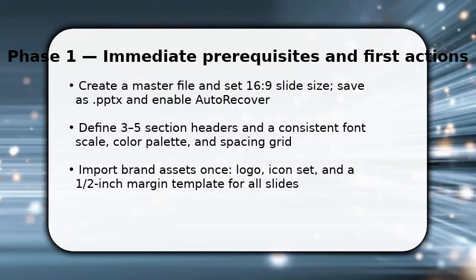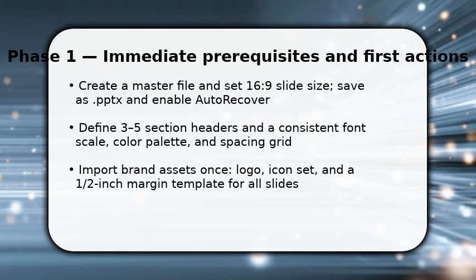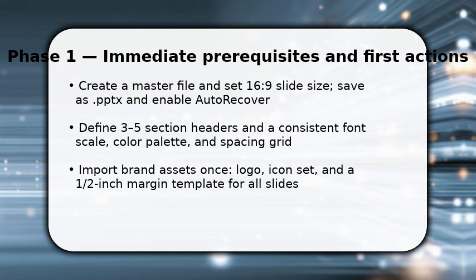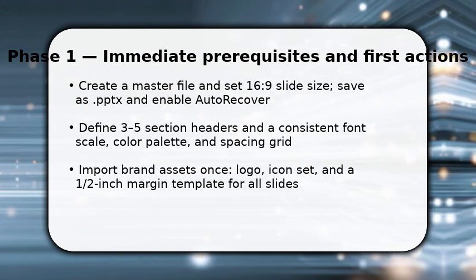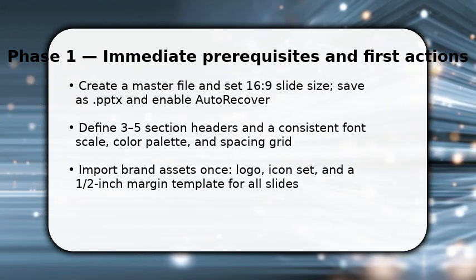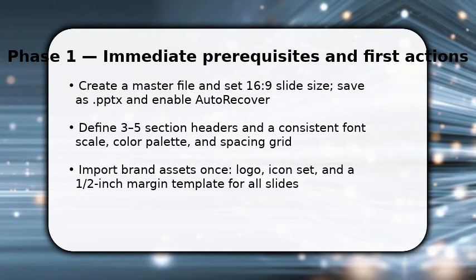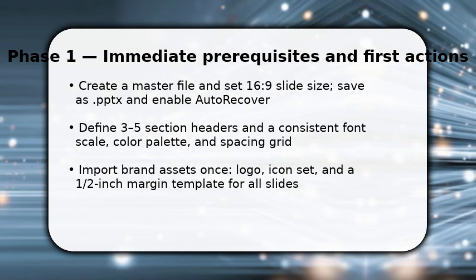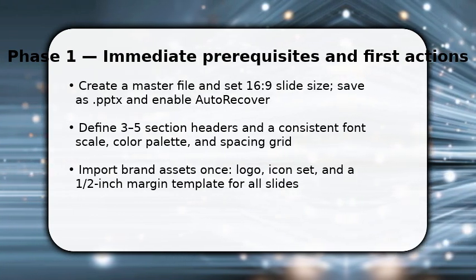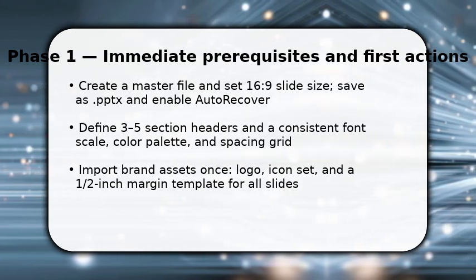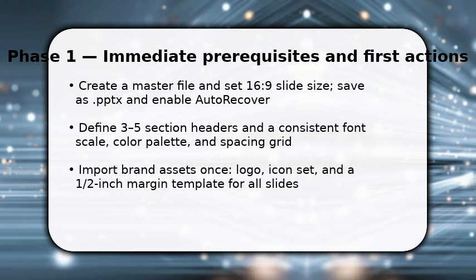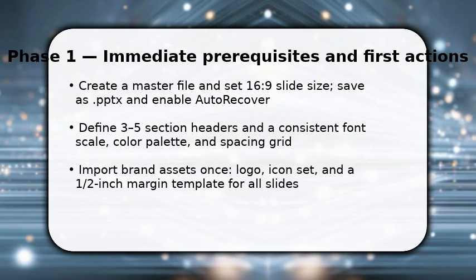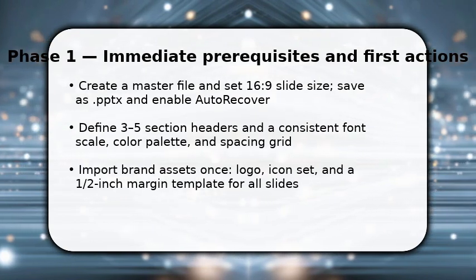You begin by establishing one source of truth, the master file. Open your template, set the slide size to 16:9 and save as PPTX. This prevents mismatched exports. Once done, create section headers for the narrative flow and lock in typography and color styles so every slide reads as one voice. Then import logos and icons just once, position a half-inch margin guide, and save a versioned copy. This first work prevents manual rework later.